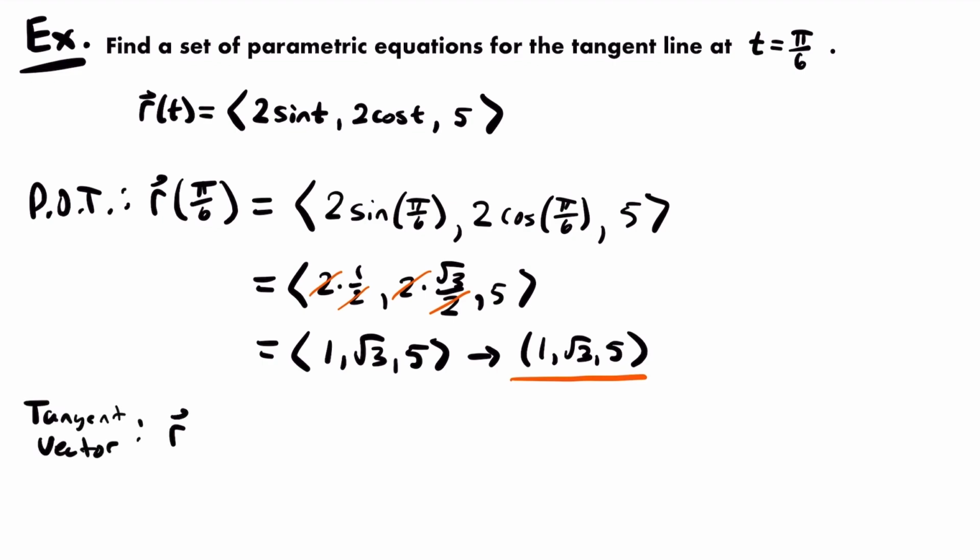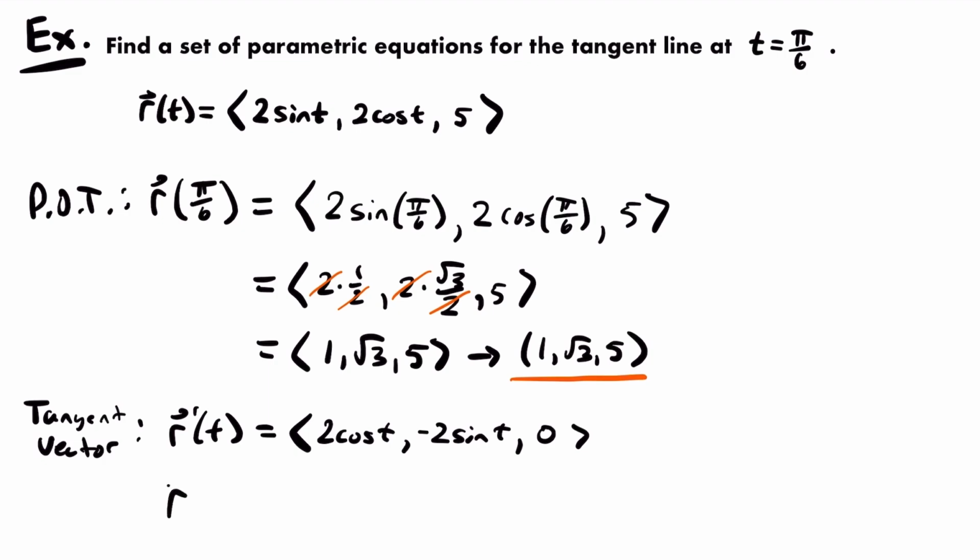We'll have r prime of t is equal to 2 times cosine t, and then negative 2 times sine t, and 0, right? The derivative of sine is cosine, so we have 2 cosine t. The derivative of cosine is negative sine, so we have negative 2 times sine t. And the derivative of a constant, such as 5, is 0. All right, so this is our tangent vector for any value of t, but we want to evaluate it at t equals pi divided by 6 to get a specific tangent vector.